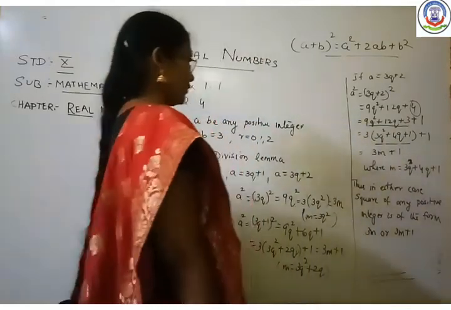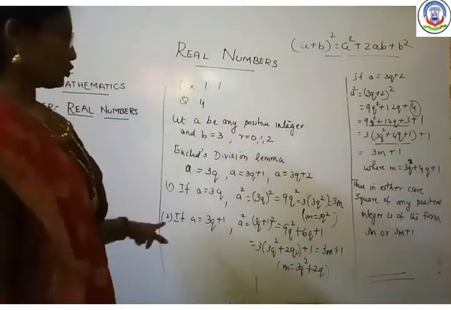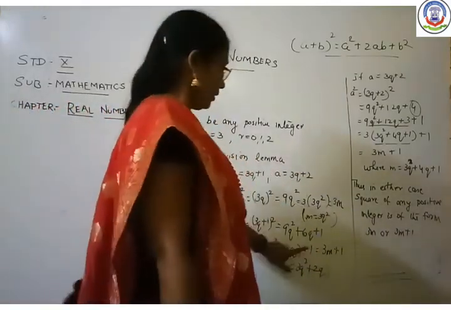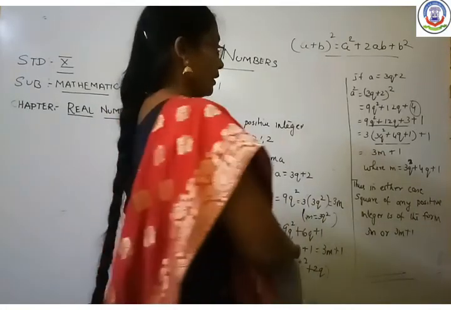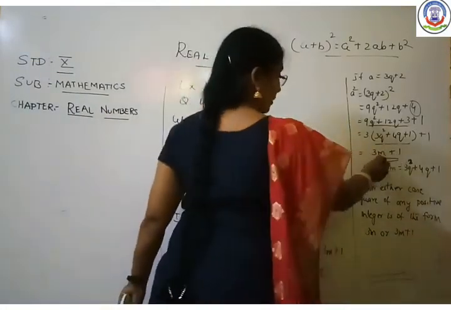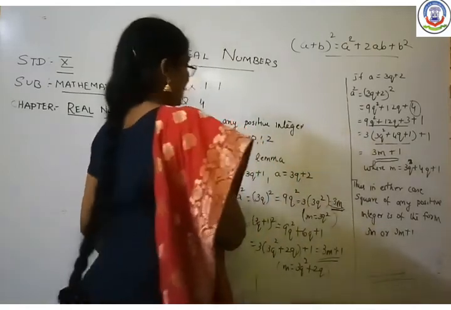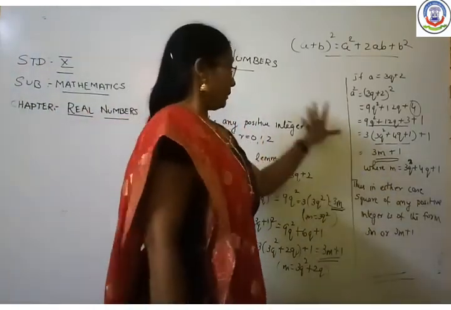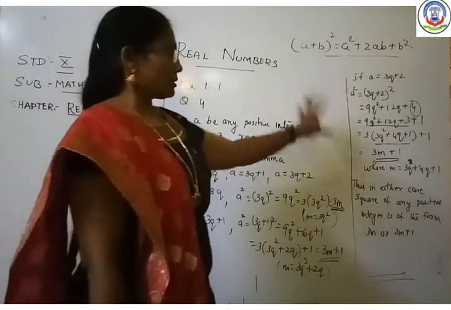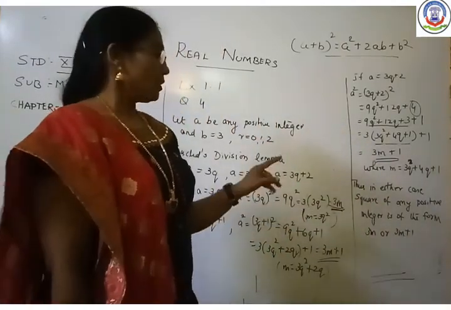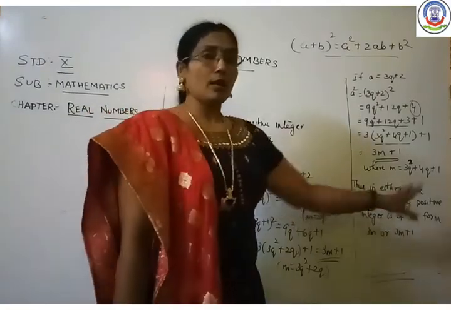So in either of these cases, the square of any positive integer is of the form... You can see here 3m plus 1, here also 3m plus 1, here also 3m plus 1, and here the case is 3m. That means in all three cases you have separated out, the square of any positive integer is of the form 3m or 3m plus 1.